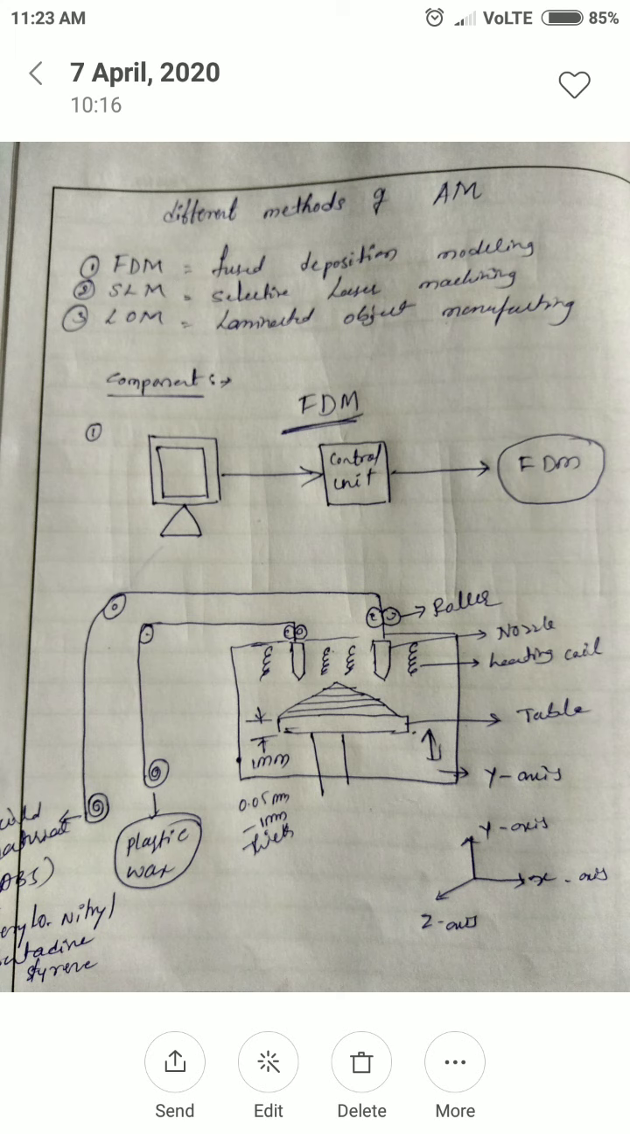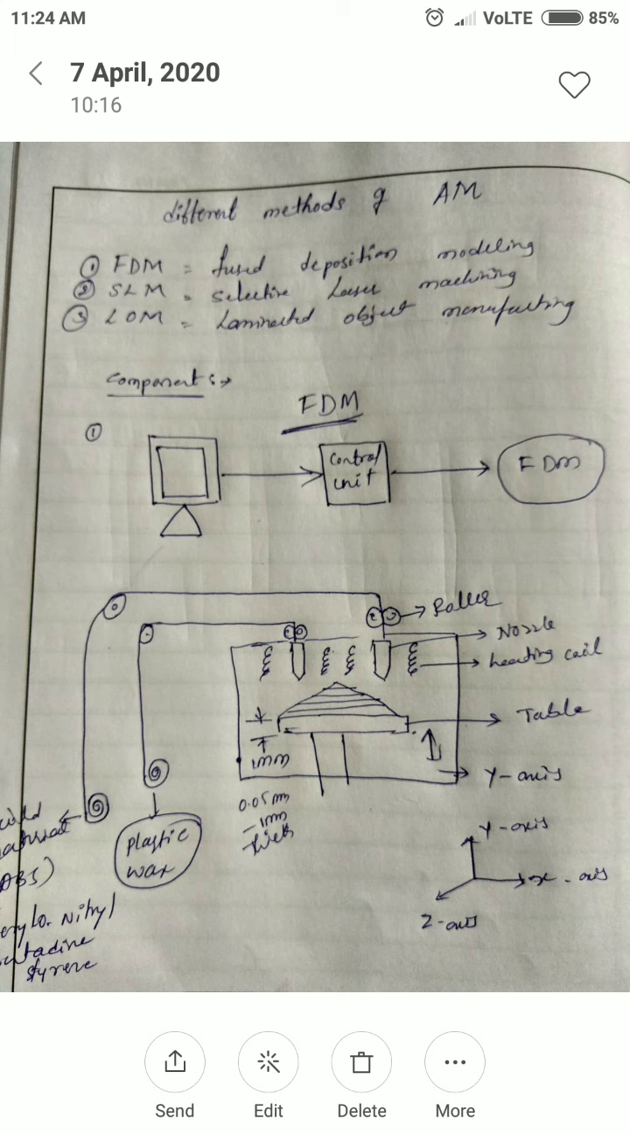Because we know that in the introduction classes we discussed that additive manufacturing is layer by layer adding of material. This is not a material removal process, this is a material adding process. This is a very different process.